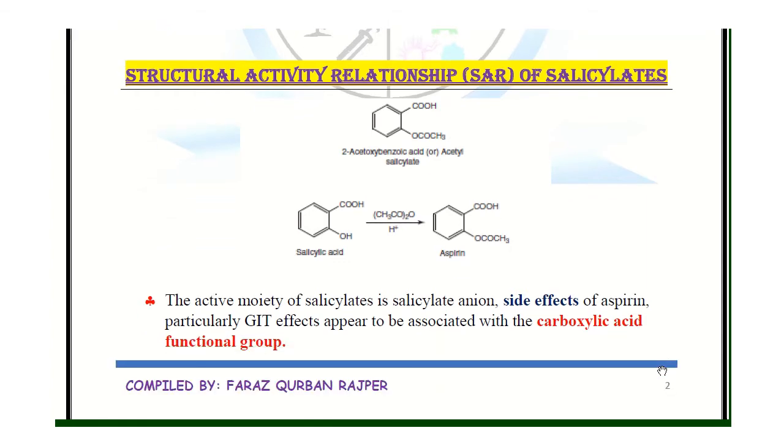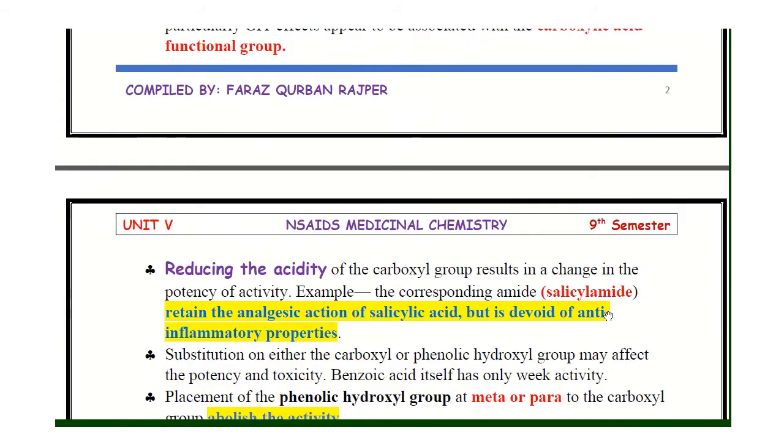The active moiety, or the main pharmacophore in the chemical structure of salicylate, is the salicylate ion. All the sites of aspirin that are particularly related to the GIT effect are associated with this carboxylic acid functional group. So derivatives can be synthesized by reducing the acidity of this carboxylic acid functional group. This will ultimately affect the potency of the drug.